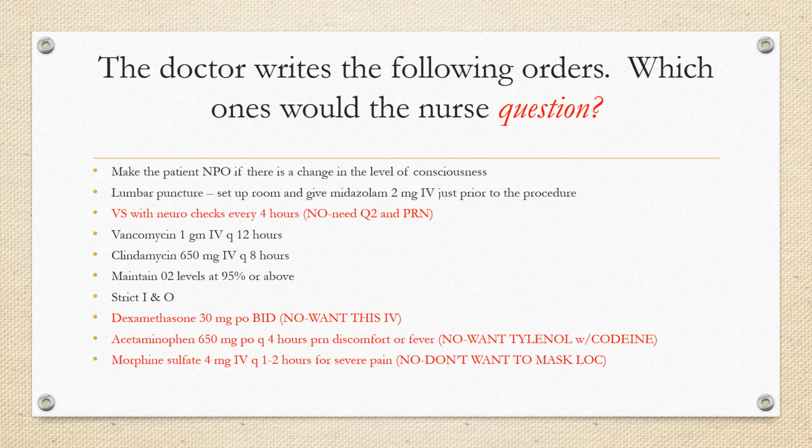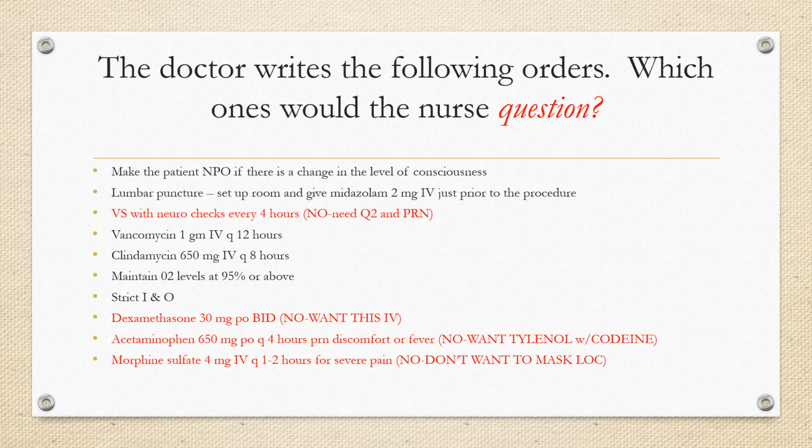So the doctor writes the following orders. Which ones would the nurse question? Make the patient NPO if there's a change in the level of consciousness. Yes. We would not question that one. Lumbar puncture, set up the room and give midazolam 2 milligrams IV just prior to the procedure. So that one's good. So we would not question that.